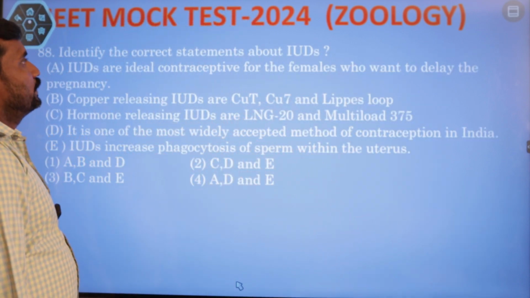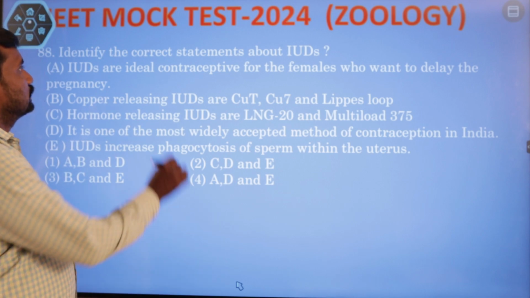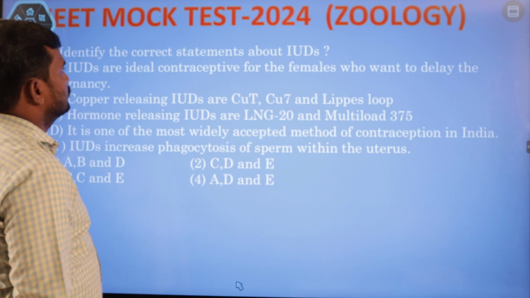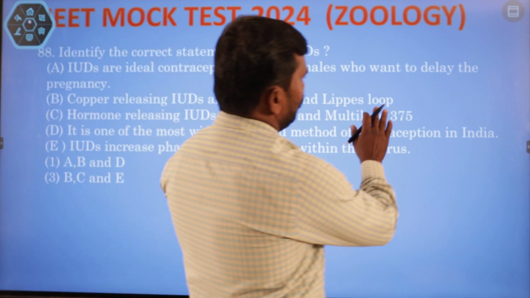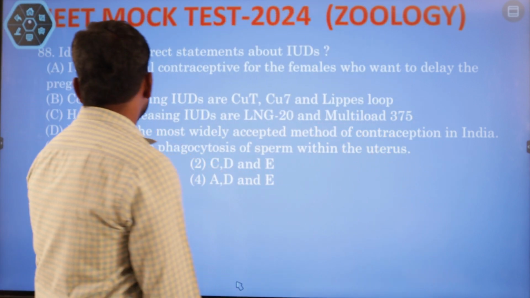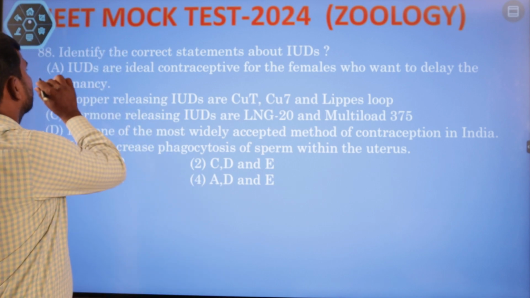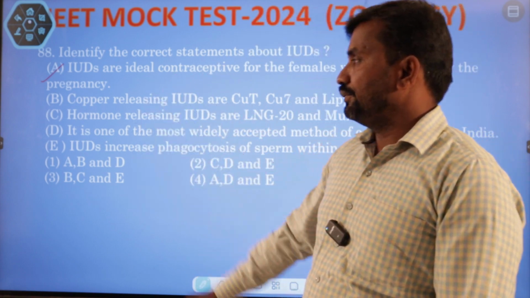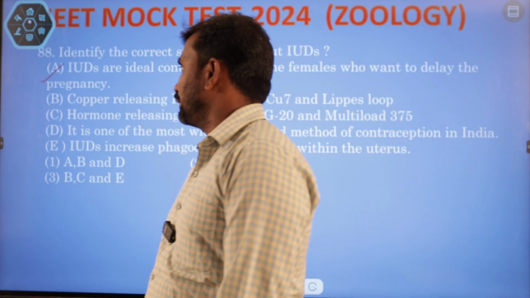So question number 88, identify the correct statements. This is the simplest question from reproductive health. The IUD, intrauterine devices, are the ideal contraceptive method for females who want to delay the pregnancy. This is the correct statement. Whenever a female would like to delay the next child, the most widely used contraceptive method in India is intrauterine devices.